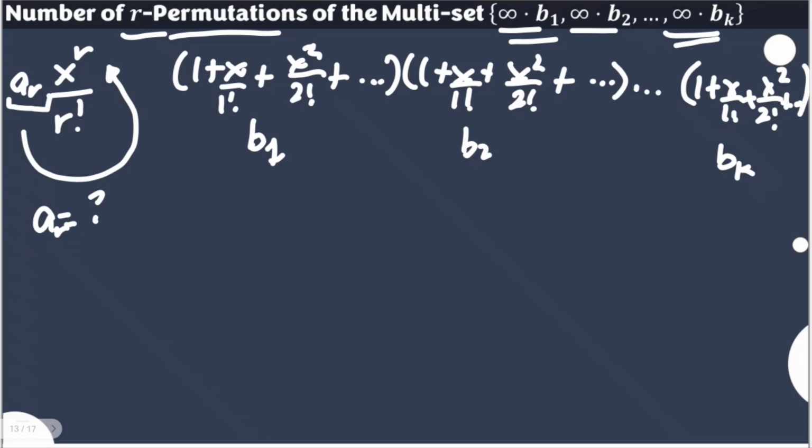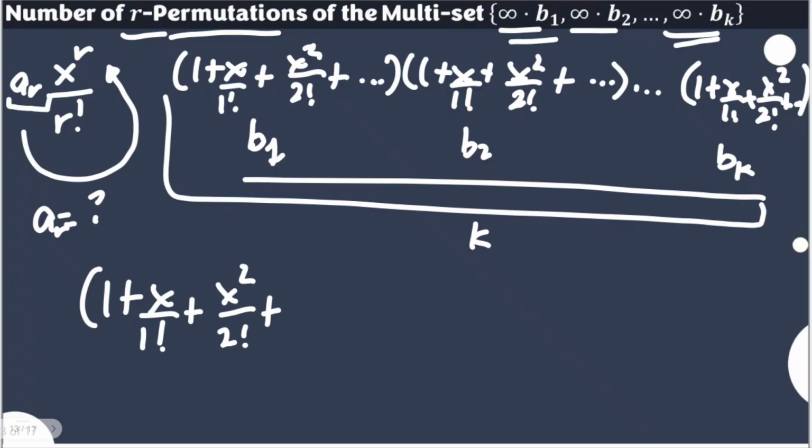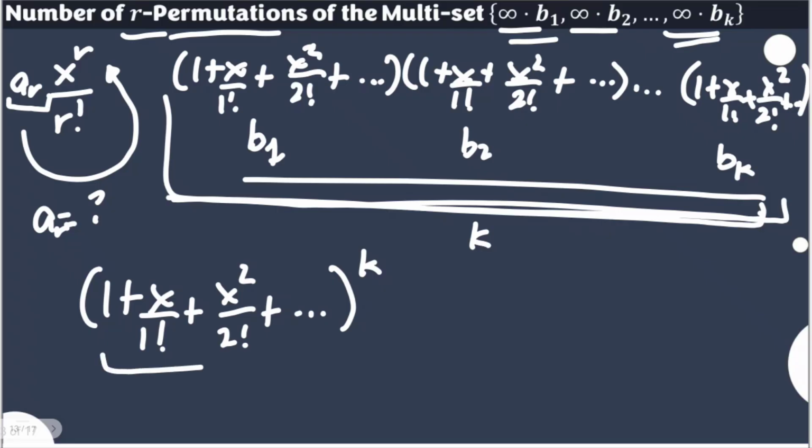Since there are k different distinct objects with infinitely many duplicates, there are also k pieces of this being multiplied. So in one exponentiation, we can write this as 1 plus x over 1 factorial plus x squared over 2 factorial plus so on and so forth, to the power of k. That's the condensed way of writing the product of k pieces of the same exponential generating function. Now, we know this already has a specific equivalent expression: using exponentiation, that's e to the power of x.